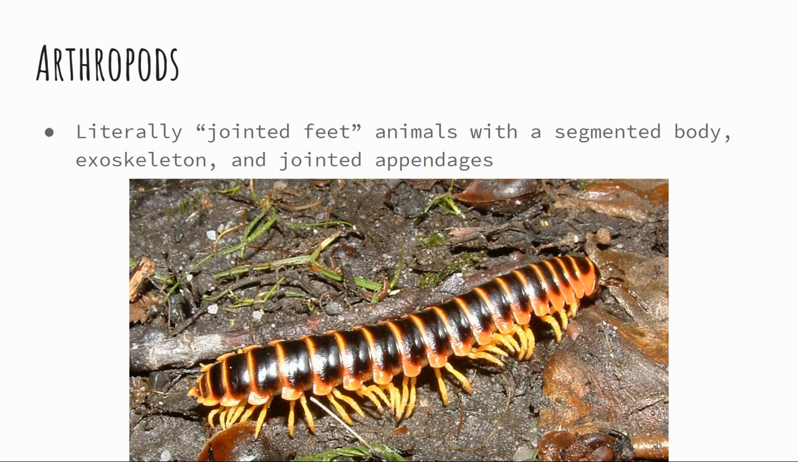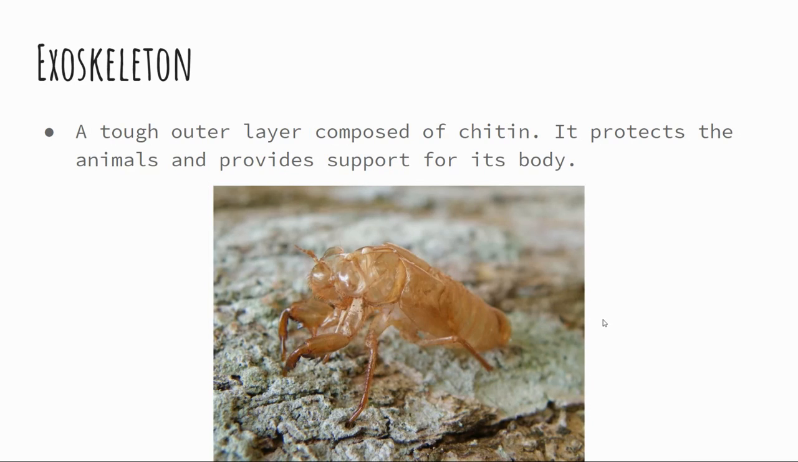These are jointed-feet animals with a segmented body, an exoskeleton, and jointed appendages. So an exoskeleton is a tough outer layer composed of chitin. And it protects the animals and provides support for its body. And remember that chitin was a structural carbohydrate, if we go all the way back to Unit 2 or 3, the macromolecules unit. Exo meaning outside of the body.